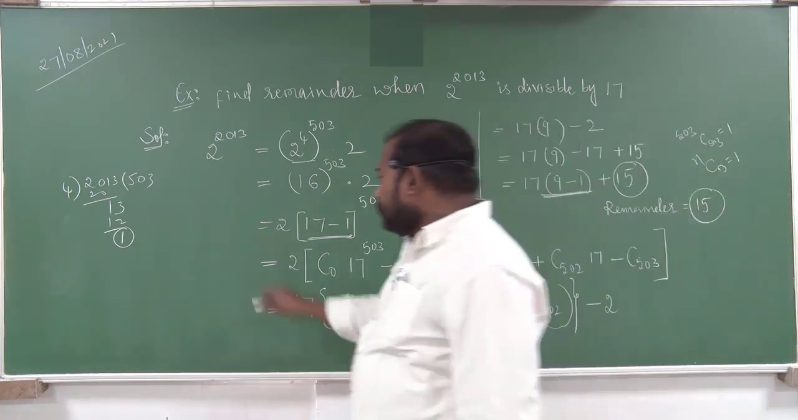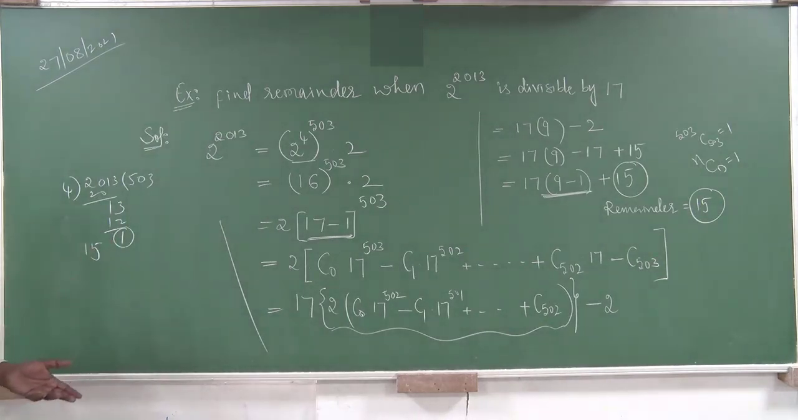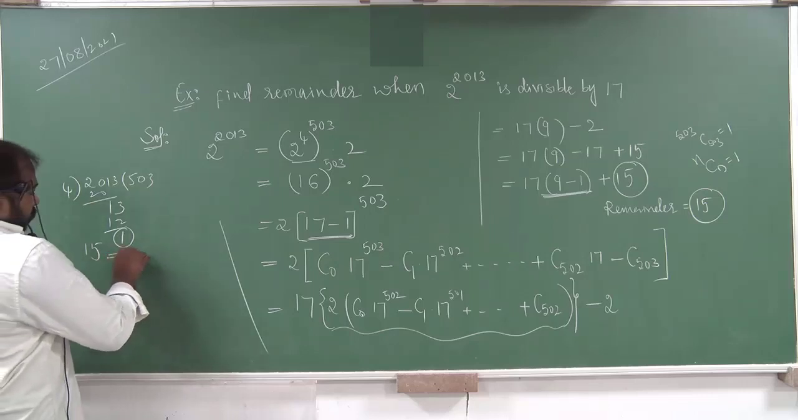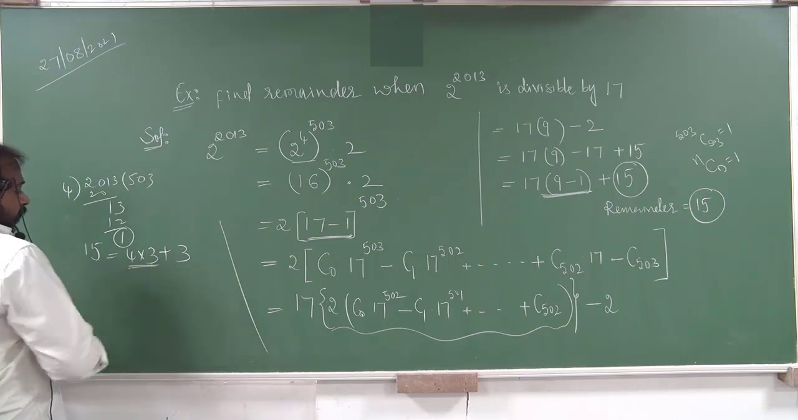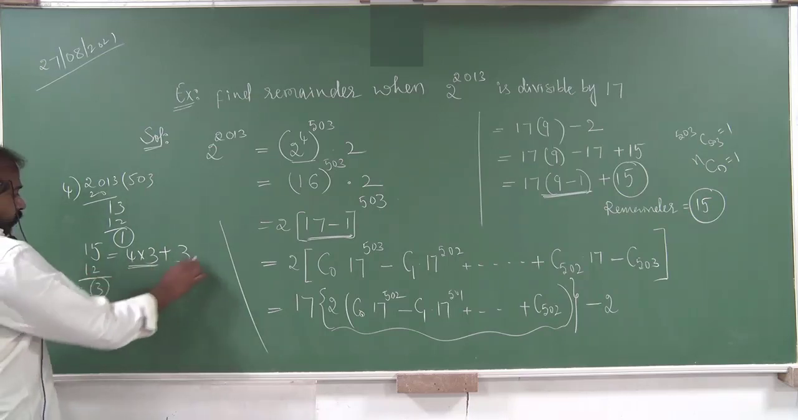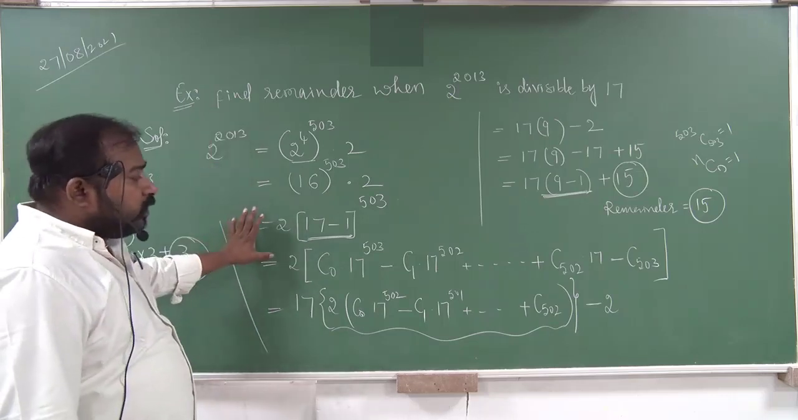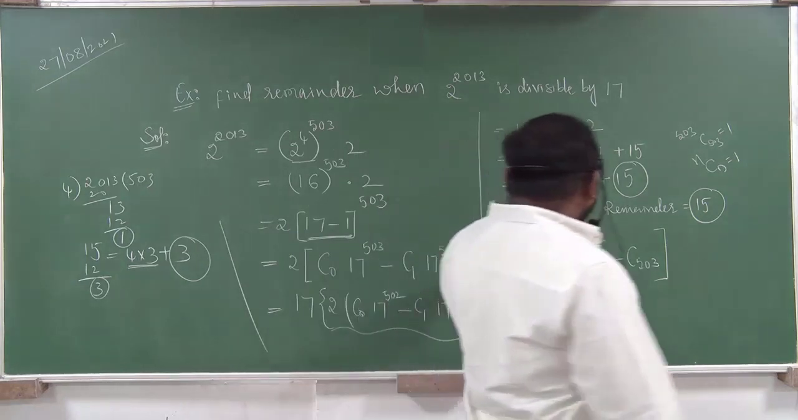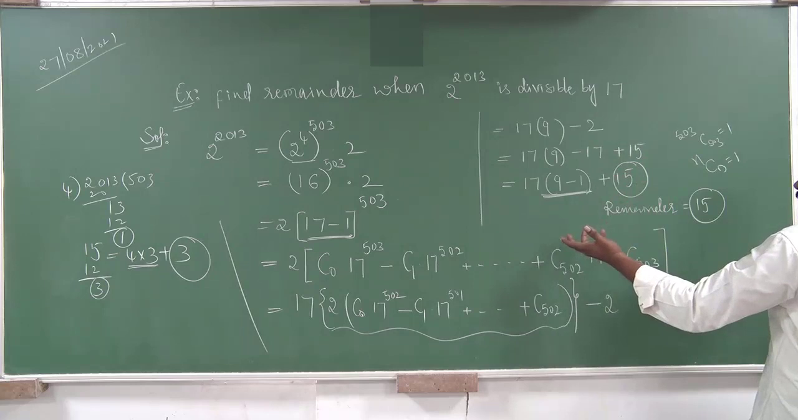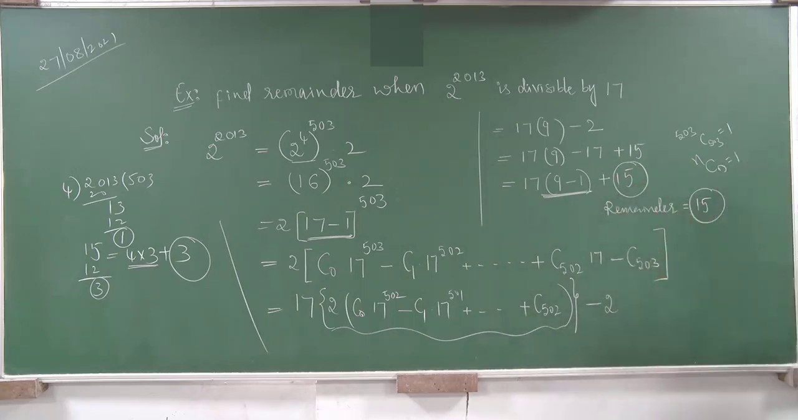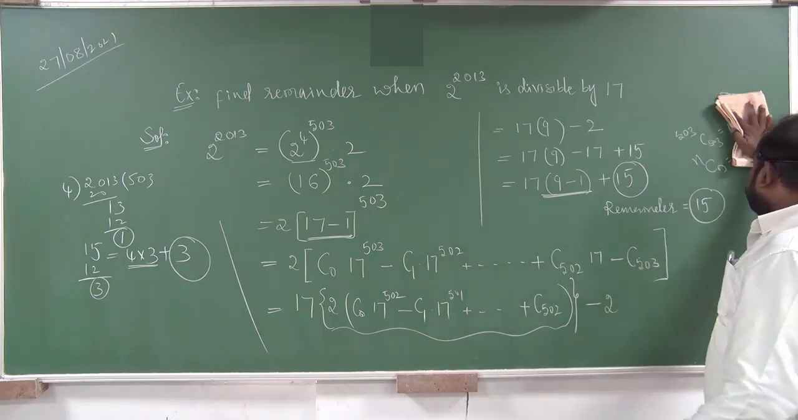Like for example, listen, ma'am. 15 when divided by 4, what is the remainder? Means how you can write? 4 into 3 plus 3. Can I write like this now? 4 into 3 means 12. If you subtract 12, what is the remainder value? 3 only. This is the logic I applied there. So the whole value I can write as 17 into some multiple plus this remaining value. Means automatically what will the remainder value be? 15 is the remainder value. I hope that this is also clear for you. Next.